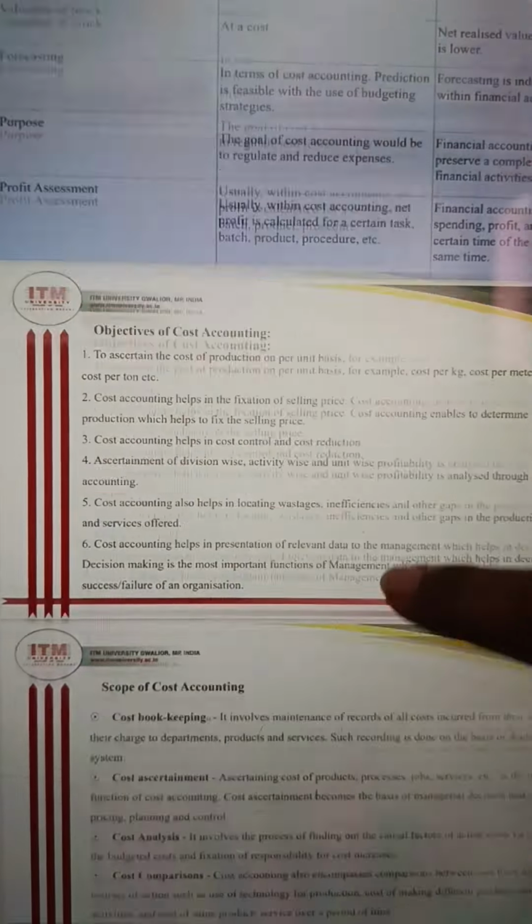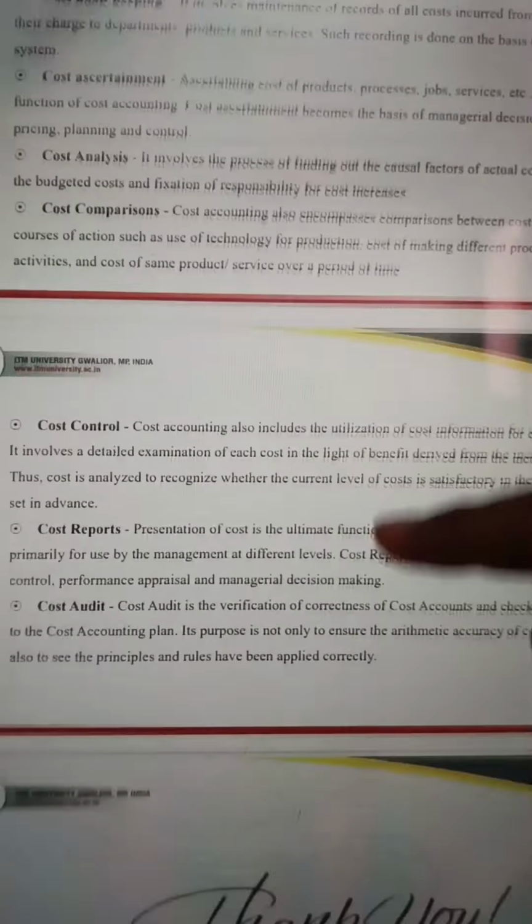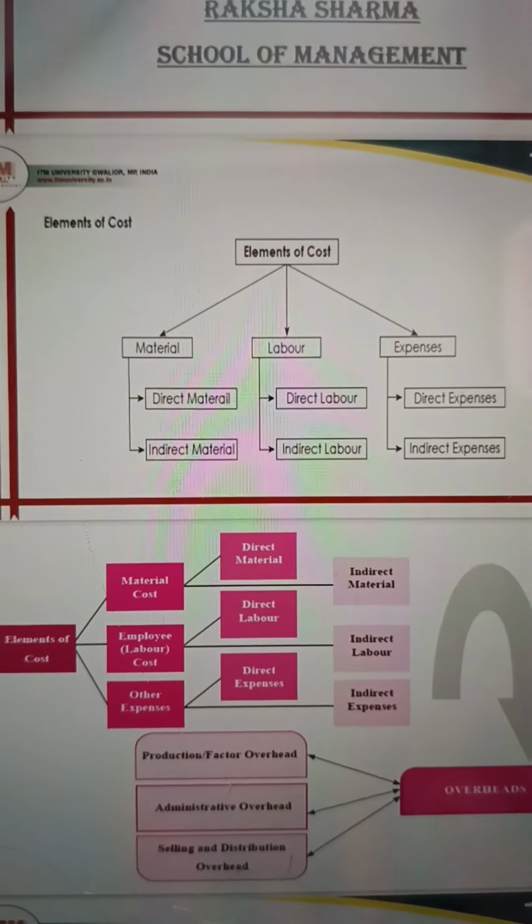Next question is objectives of cost accounting. Then it is scope of cost accounting. Few points are written on where cost accounting has its scope. So here completes Part 1. Next we continue with Unit 1, Part 2.